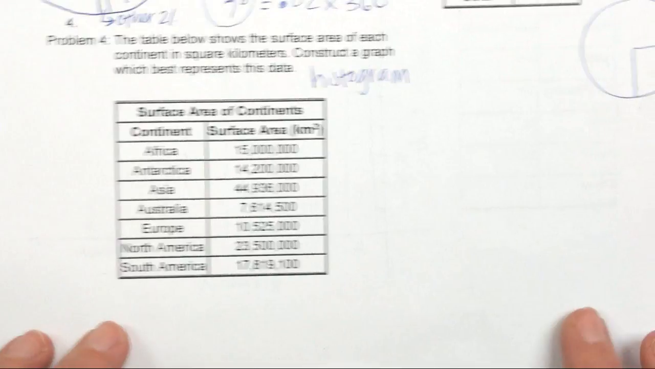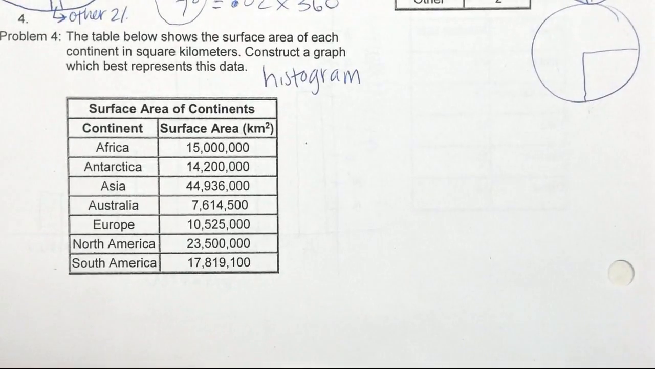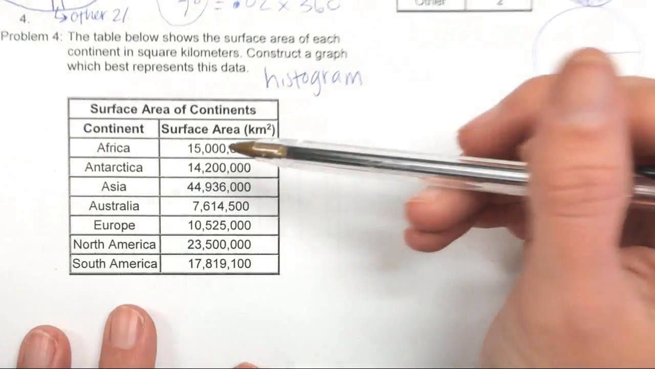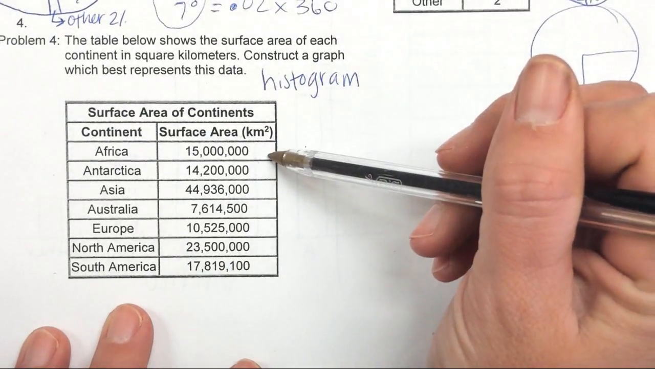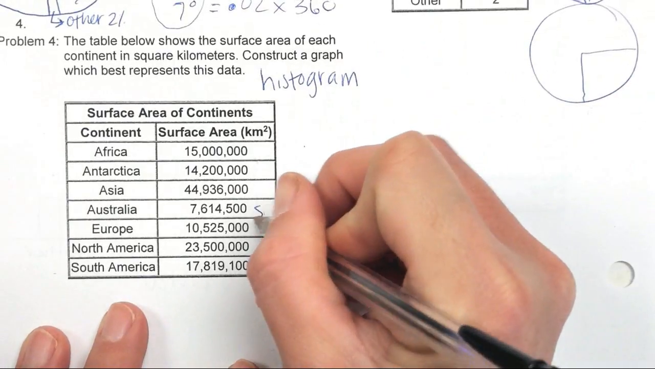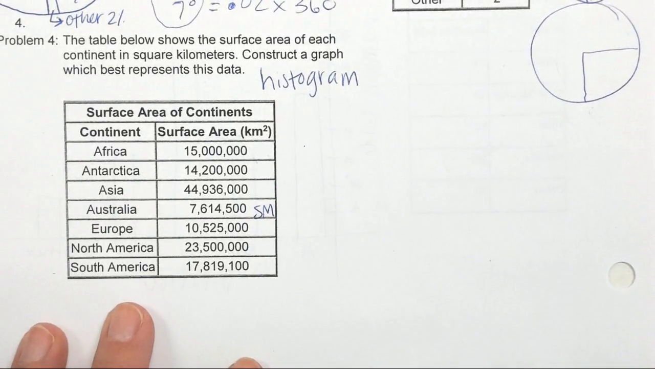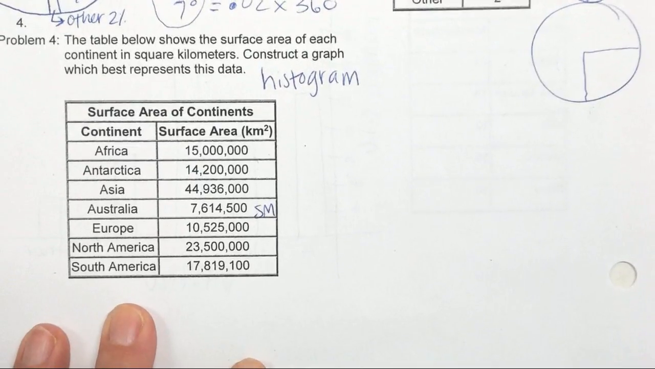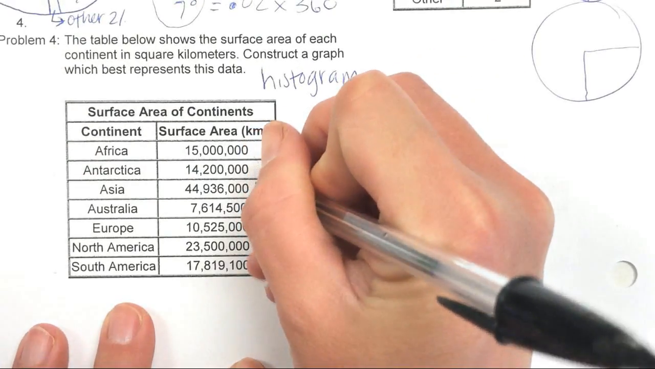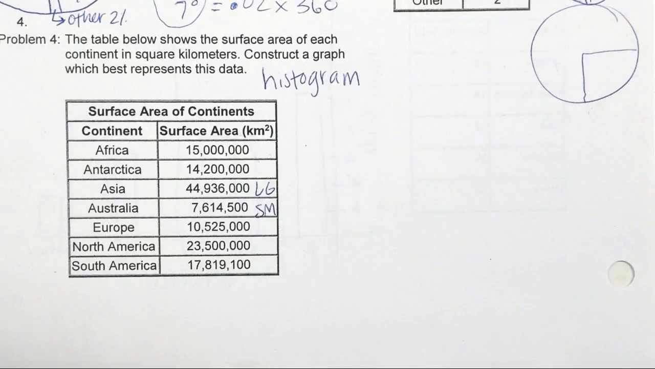With a histogram, you got to do what first before you even start graphing? Group them. Put them in groups. Okay? Let's look at the smallest surface area. That's going to be what? Australia. Alright, so I'm going to put SM. That's the smallest. What's the largest? So, 44. So we're going from 7 million to 44 million. That's a lot different.